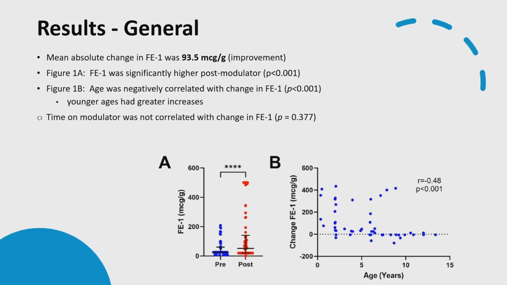So for our general results, for those who were able to compare baseline and post-modulator value, the mean absolute change or improvement was 93 points. Figure A shows that elastase was significantly higher post-modulator than pre. And figure B shows a negative or inverse correlation between age and change in elastase, or their improvement in elastase, so that younger ages had greater increases across our group. We did not find anything significant for time on modulator, so it wasn't that the longer you were on it, the more change you had. That did not hold true for our population.